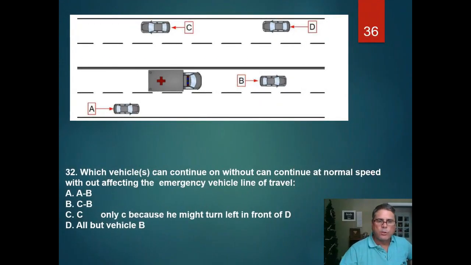Which vehicles can continue at normal speed? Some people would say this car, that car. The only car that can continue at normal speed is car C. Why not D? Because the ambulance might turn here. This guy must be 500 yards behind this vehicle, and obviously this car needs to do something. So the only car is C.